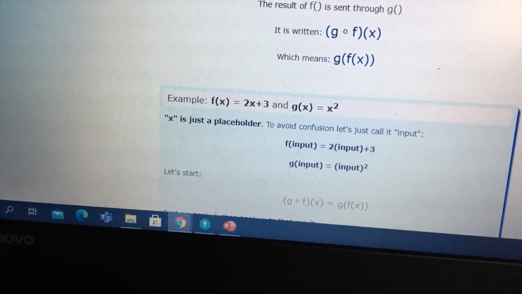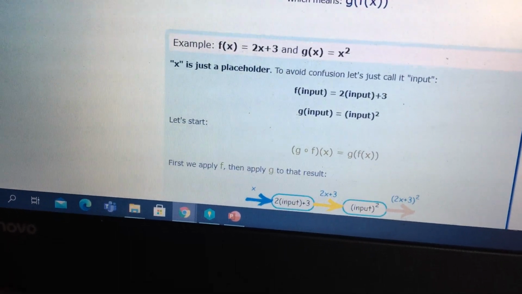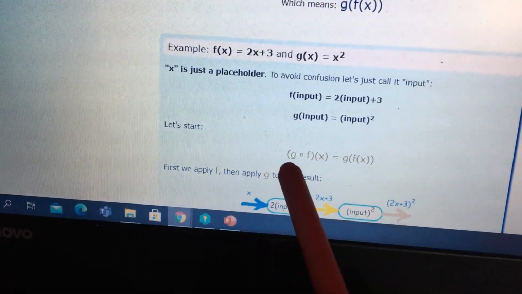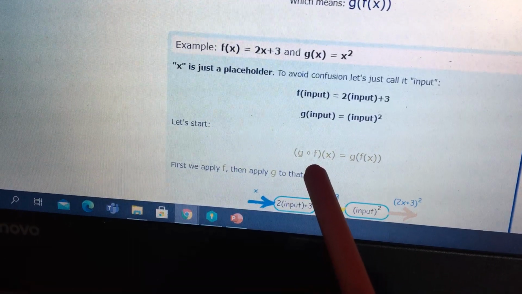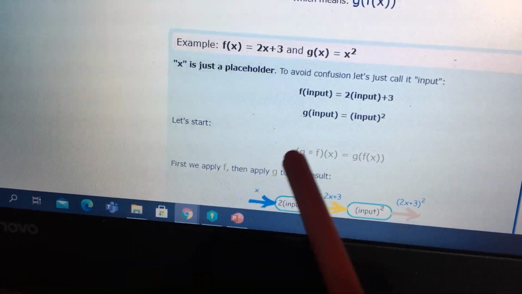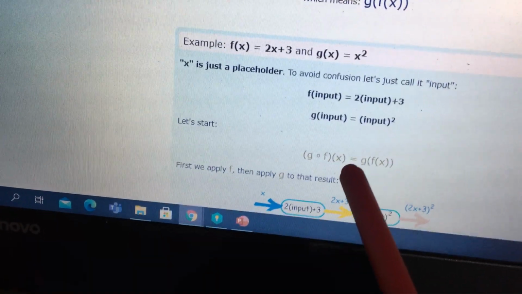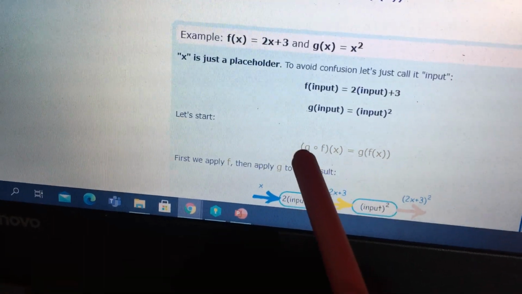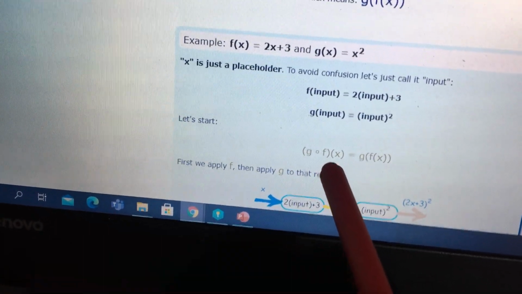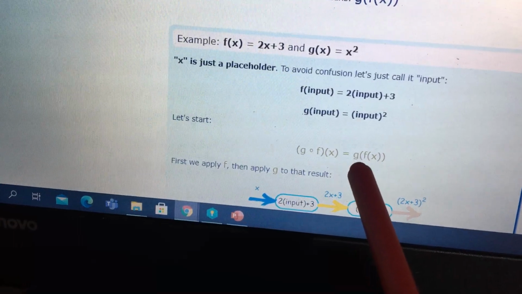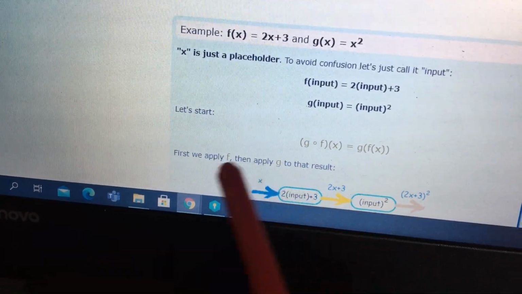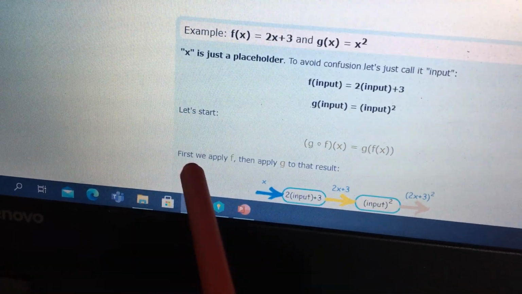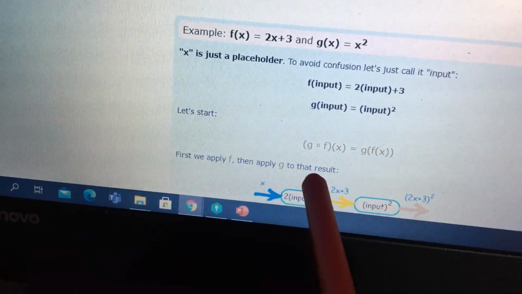Now, let's start with this one. The notation is g small circle f, then x. This is the composite function of x of the two functions, g of x and f of x. This is written as g of f of x. First we apply f, then apply g to that result.